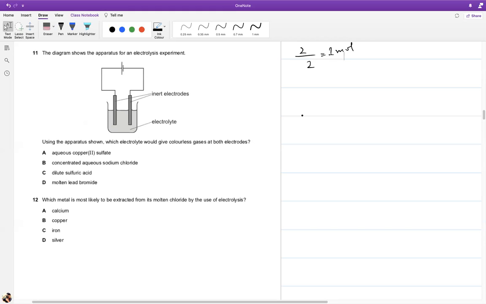The diagram shows the apparatus for an electrolysis experiment. We are using inert electrodes, could be platinum, could be graphite. The electrolyte is obviously something that does conduct electricity. Using the apparatus shown, which electrode would give colorless gases at both electrodes?